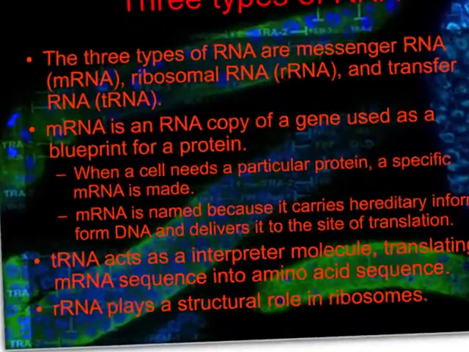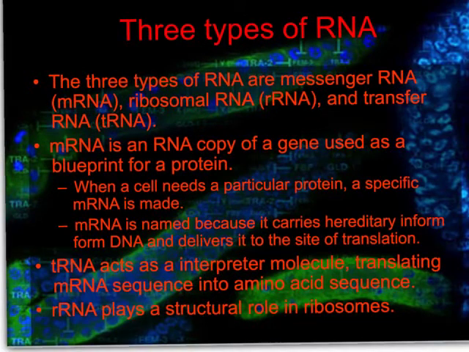There are three major types of RNA molecules. Okay, as I mentioned, messenger RNA, ribosomal RNA, and transfer RNA. And whoever named these did a pretty good job because they all make pretty good sense to me. mRNA, or messenger RNA, is an RNA copy of a gene used as a specific blueprint for a protein molecule. When a cell needs a particular protein, we make a specific mRNA molecule. The mRNA molecule gets its name because its job is to carry the message of DNA. It is the messenger of DNA. It's a representation of DNA.